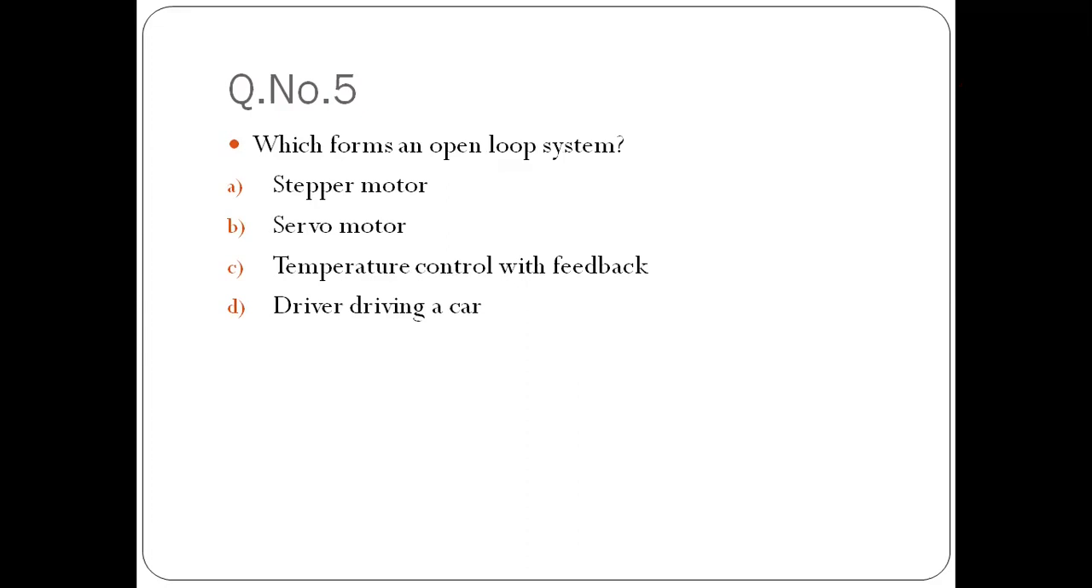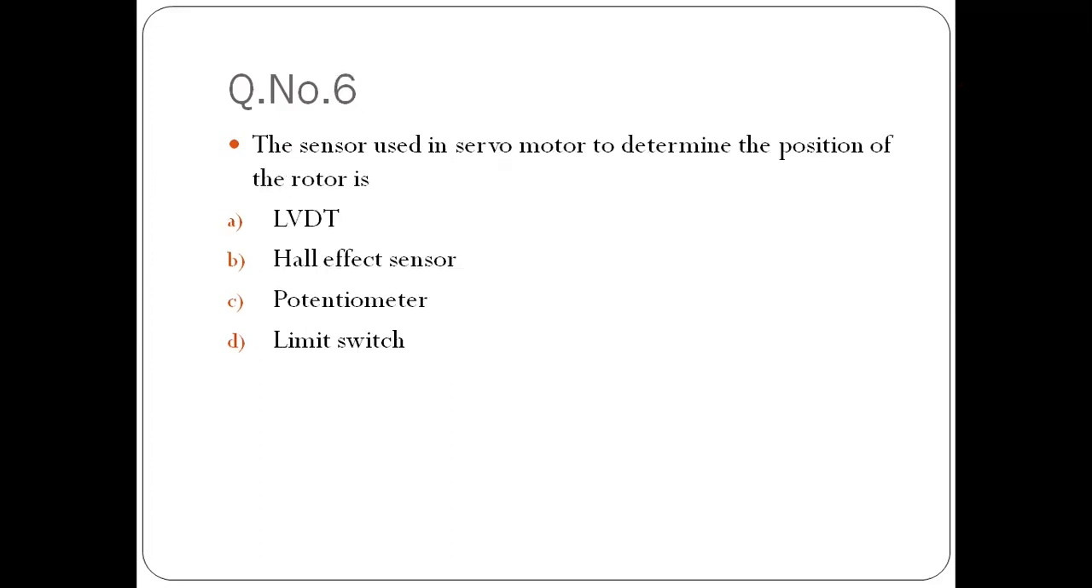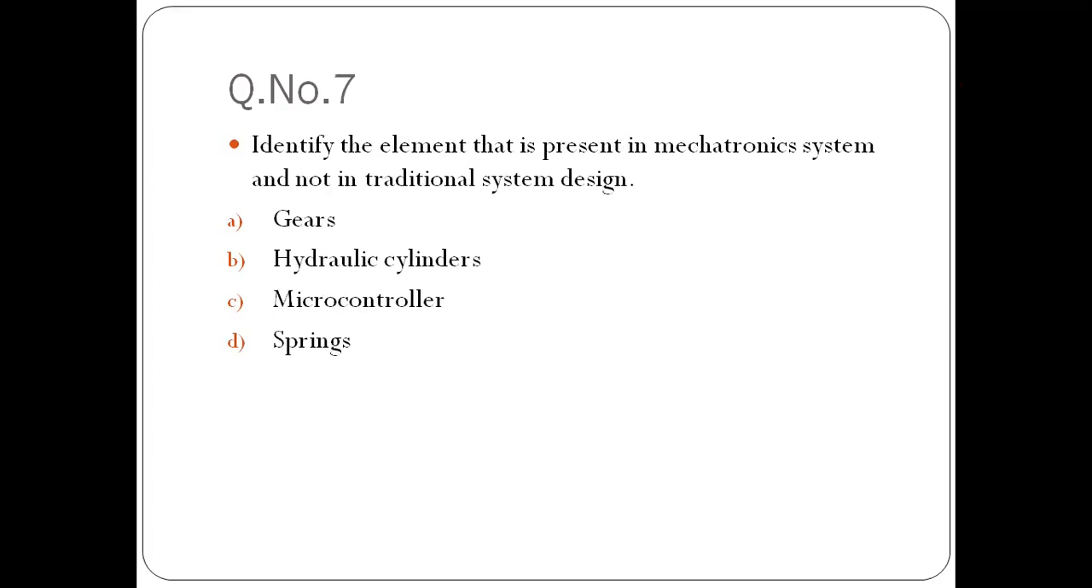Which forms an open loop system? An open loop system does not have any feedback mechanism. Servo motor and temperature control with feedback have feedback control. Driver driving a car: the driver uses his eyes to get feedback and accordingly adjusts the car, so that is also a closed loop system. So stepper motor is an open loop system. Option A is the correct answer. The sensor used in servo motor to determine the position of the rotor is potentiometer. We use potentiometer in servo motor.